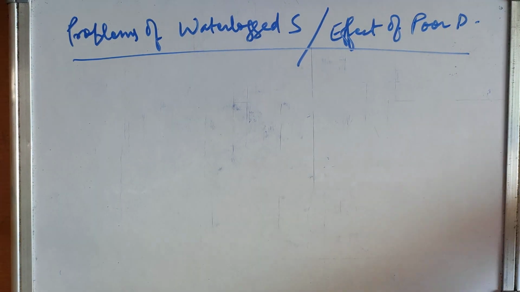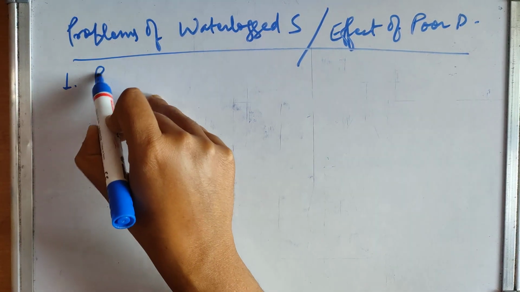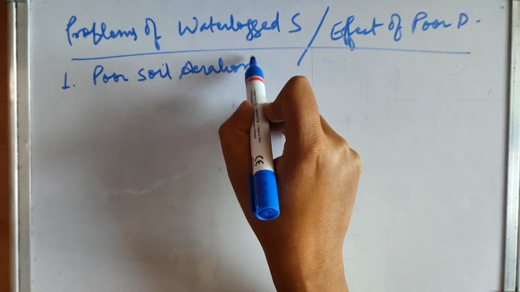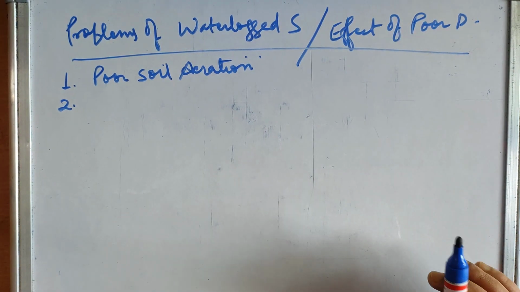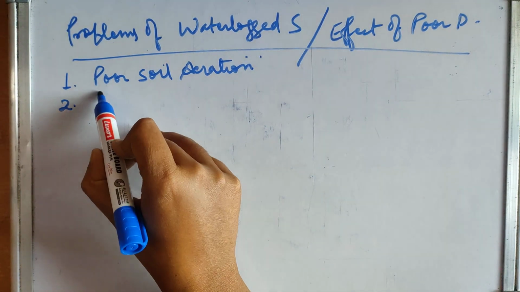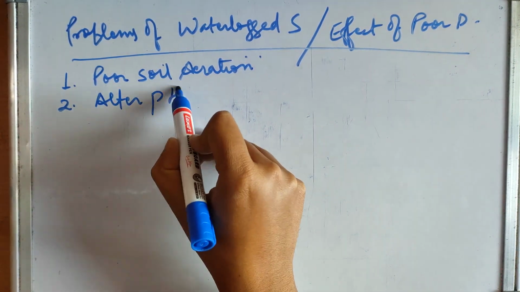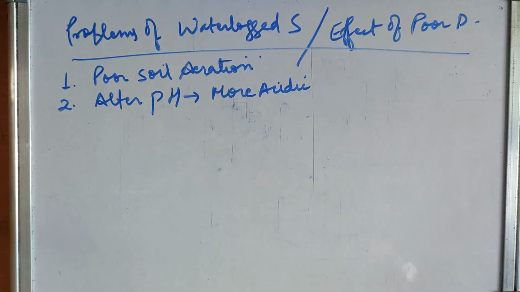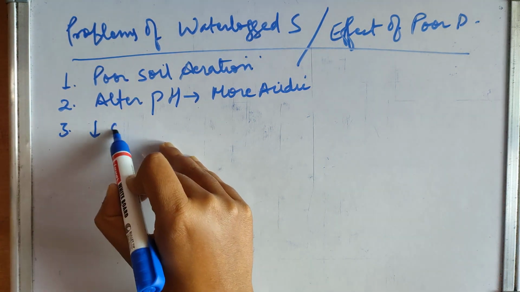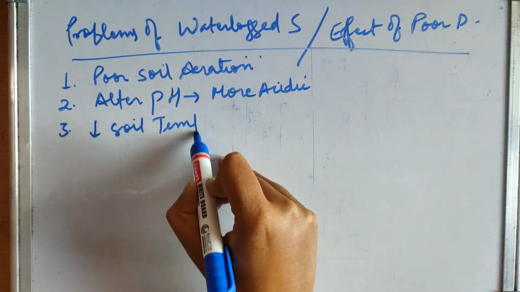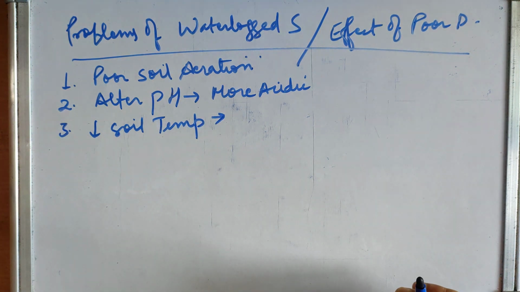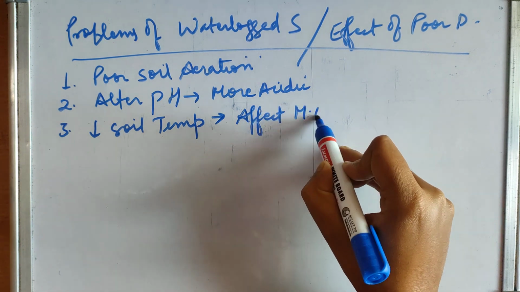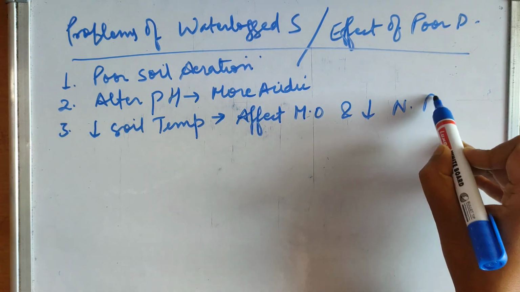First of all, we will have poor soil aeration. It will alter pH, pH will be more acidic. Lower soil temperature. What will this lower soil temperature do? It will affect microorganisms and also lower nitrogen fixation.